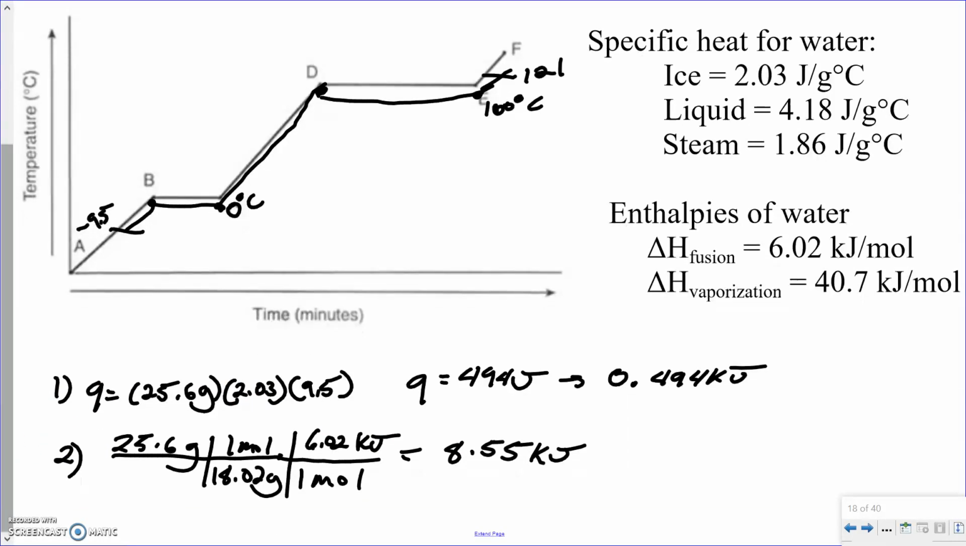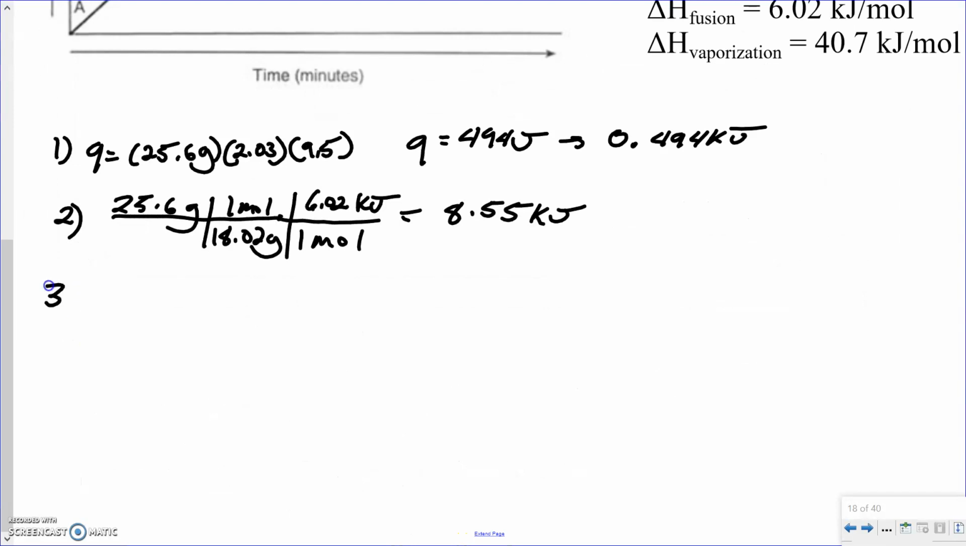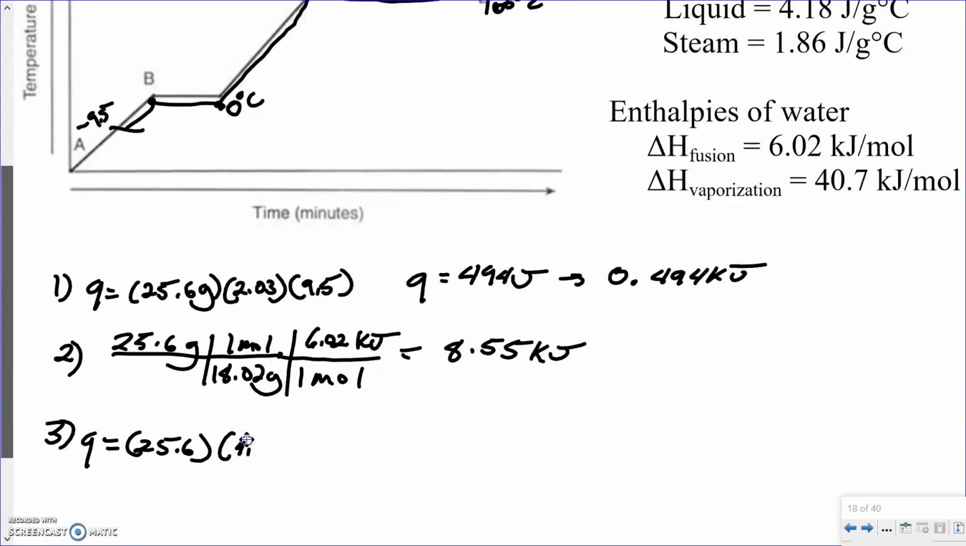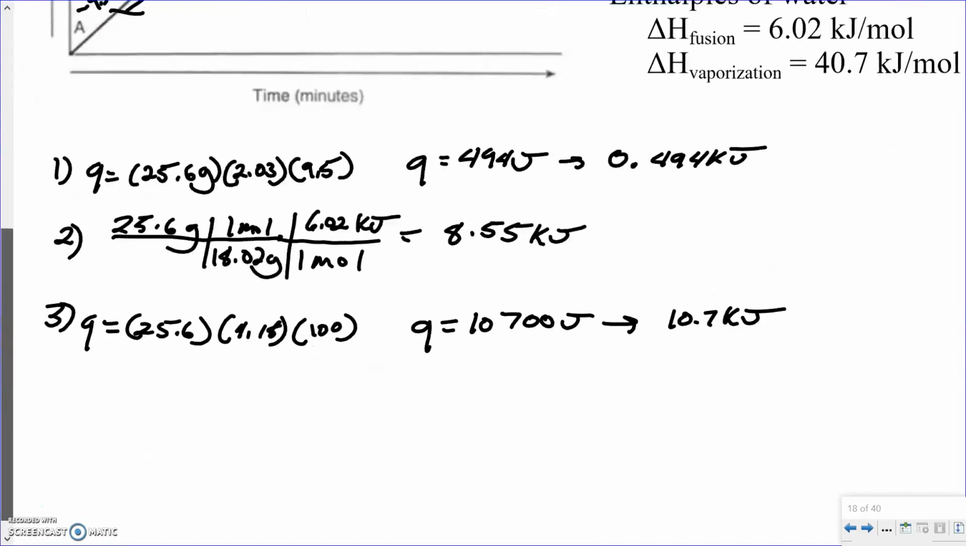Step 3 is going from 0 to 100. So it's our mcΔT again. So Q is going to equal 25.6. Specific heat capacity here is 4.18. Jump back up here, we can see that. Okay, and then our change in temperature is 100. So Q is going to equal 25.6 times 4.18 times 100. And 3 sig figs is going to be 10,700 joules, 10.7 kilojoules.